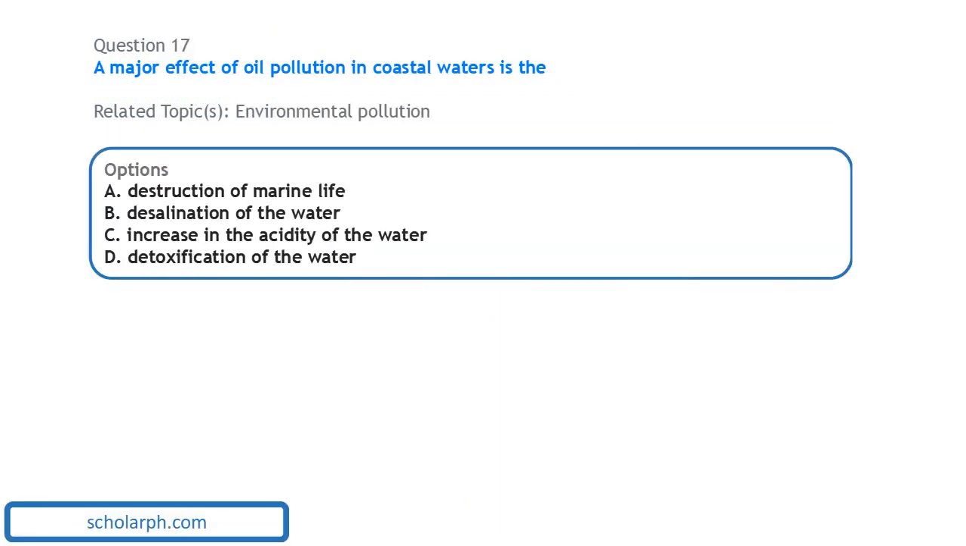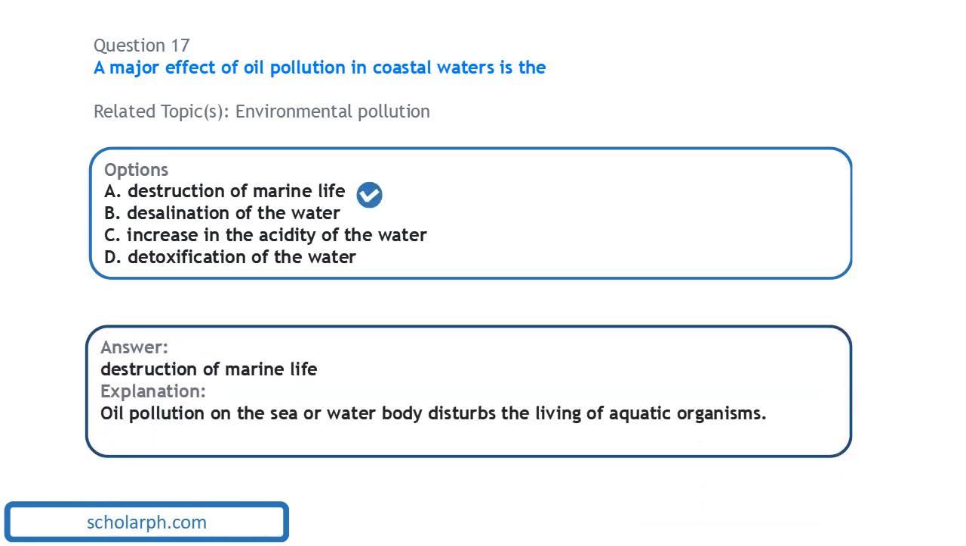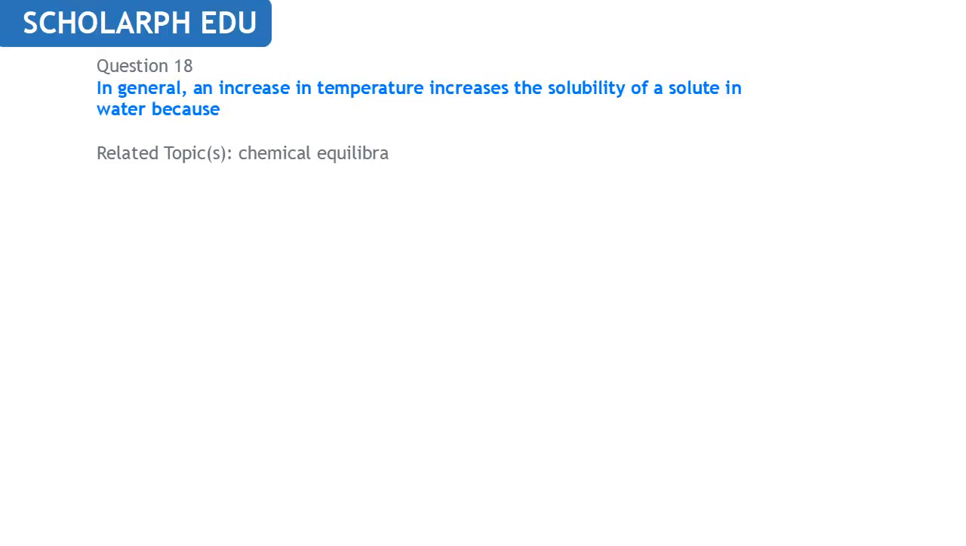Next, on environmental pollution, a major effect of oil pollution in coastal waters is the... oil pollution leads to destruction of marine life. That is the spilling of crude oil in water. It can disturb the life or the activity of the aquatic organisms, the plants and animals in the aquatic habitat. So one of the major effects of oil pollution spillage is the destruction of marine life.